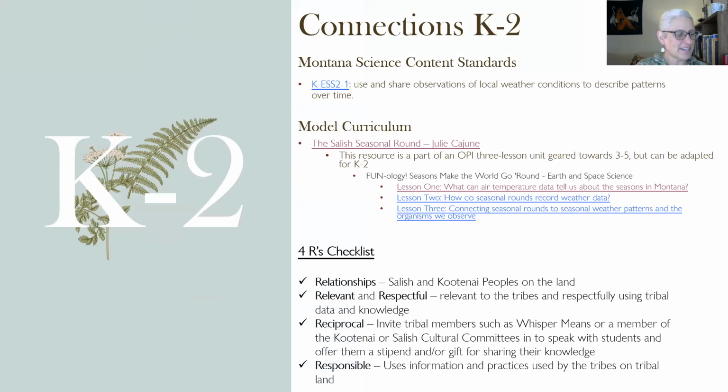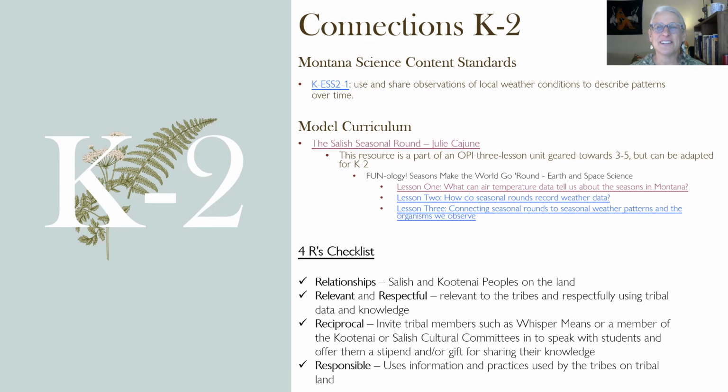So let's talk about some connections between all of this, and hopefully create a picture for you. I'm really crossing my fingers and hoping that all of the links work, so my apologies if it gets a little choppy ahead of time. As we look at this page, I'll be going K-2, 3-5, 6-8, and then 9-12. We'll talk about the Montana Science Content Standard, the model curriculum, and then we'll take a look at our 4 R's checklist so you can start to see some of the integration here.